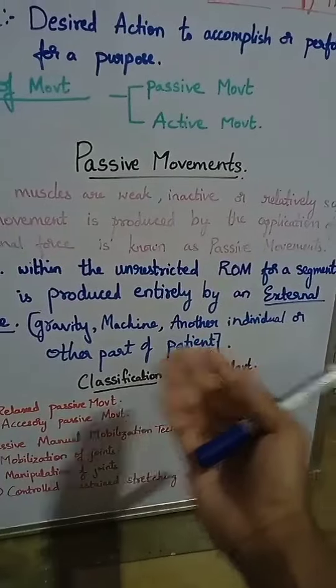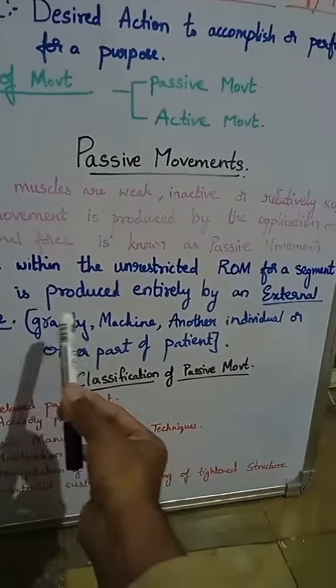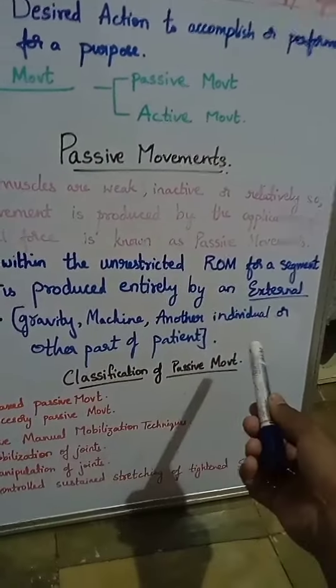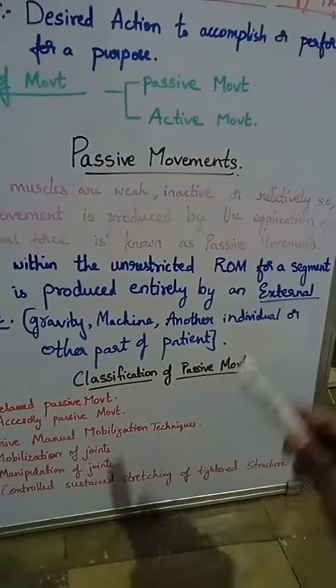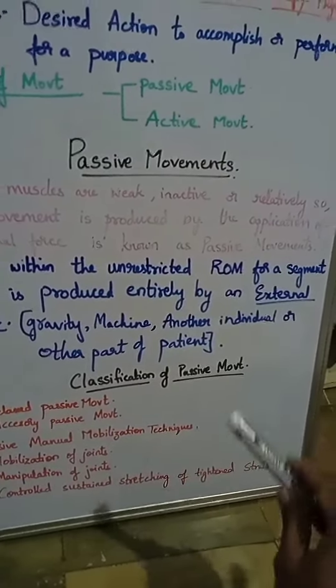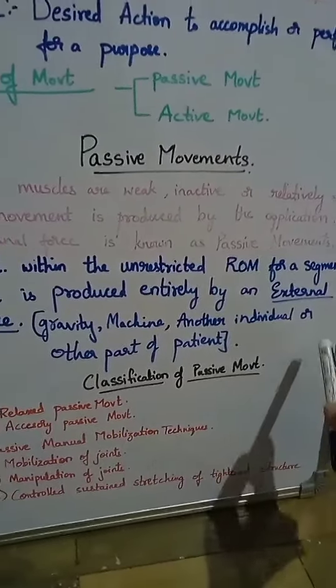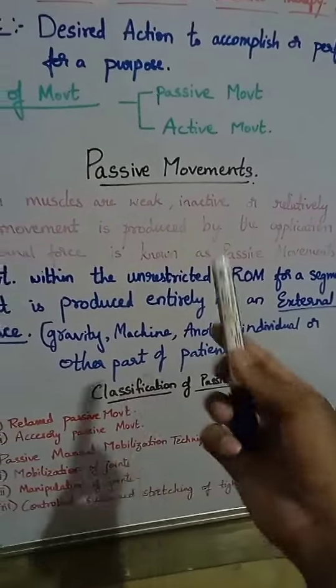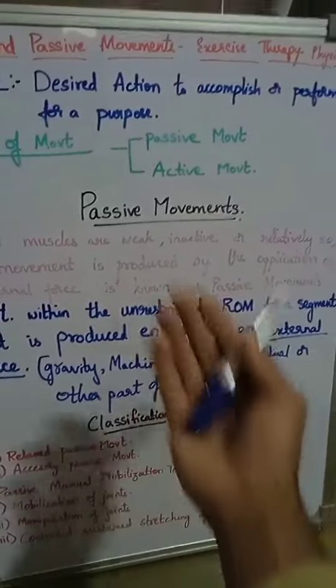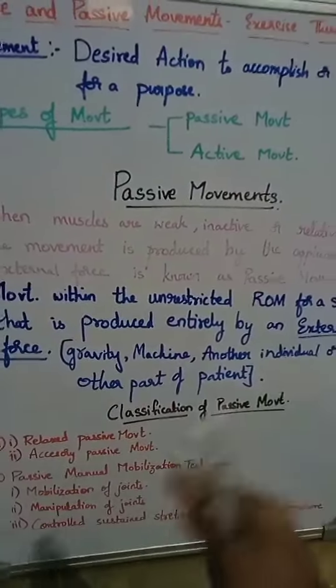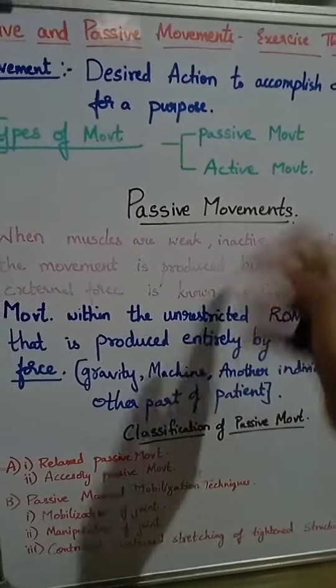So what could be the external force? The external force could be gravity, a machine, or another person, that is a therapist or friend or any caretaker. It might be any other individual, or another part of the patient. If one side of the patient is paralyzed, he can use the other side to do the movement. So this is the definition for the passive movement.